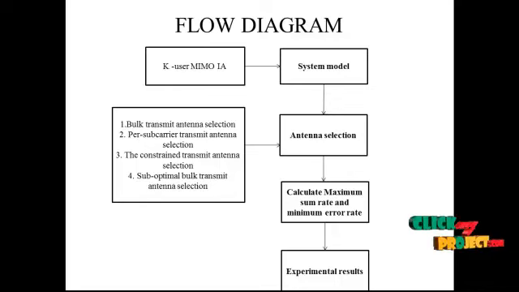So next we have to calculate the maximum sum rate and minimum error rate. It is going to send the information. We are going to calculate the maximum sum rate, it means our efficiency, and how much error will occur, it means the BER, to calculate our bit error rate performance. Then finally we are going to calculate our experimental result, which antenna selection gives the good performance for our process. It is applicable for all wireless sensor networks.